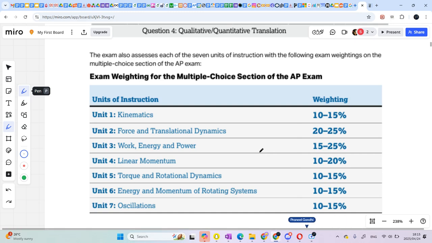So that's the multiple choice section of the AP test. Everything is pretty evenly weighed, but with a pretty good emphasis on force and translational dynamics, and then also a pretty heavy chunk on rotation. So yeah, 2, 5, and 6 are pretty well weighed. And then also work, energy, power is another one that's pretty heavily weighed. So 2 and 3, and then the combination of 5 and 6 are, I'd say, the most heavily weighed.